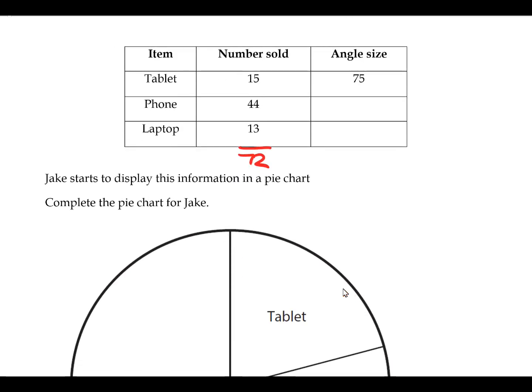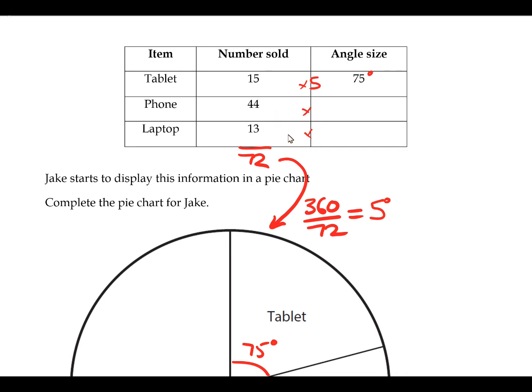So let's start by completing the table of the angles before we plot them on the pie chart. Now, don't forget, whatever we're putting into the pie, you're putting it into 360. So the scale that tells us what we multiply each of these by is 360 divided by 72. So it's telling us that each thing is worth 5 degrees. So as a check, 15 times 5 gave us our 75 degrees as the angle that we plot here for a tablet.